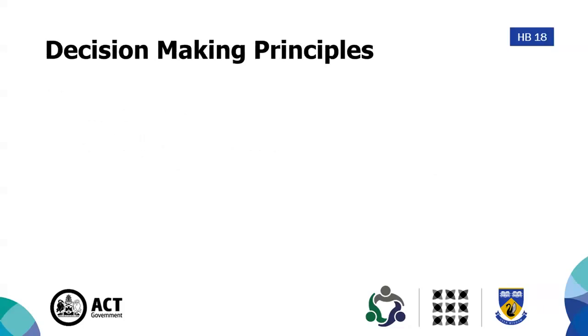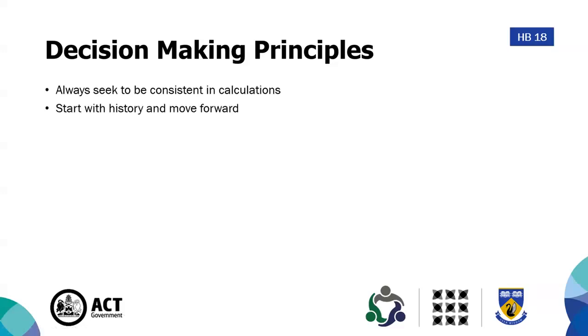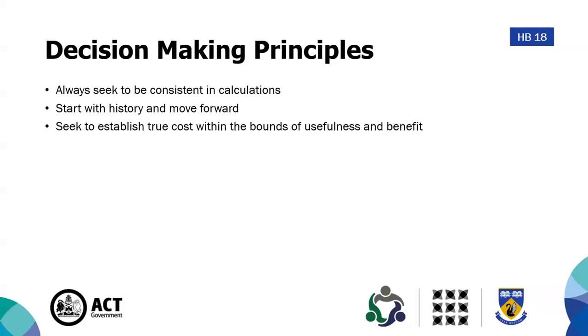The final element that I wanted to talk about then in terms of this particular video is some of the decision-making principles that might help the board and guide the board and CEO and others in terms of the issues that we've identified. So first and foremost, always seek to be consistent in your calculations. Start with history and move forward, remembering that history is likely a more likely outcome than anything else, but at the end of the day, you're predicting what's happening. You need to seek to establish true costs within the bounds of usefulness and benefit. So cost-benefit assumption is a really important element there. Identify your assumptions and let board members and others know what they are.